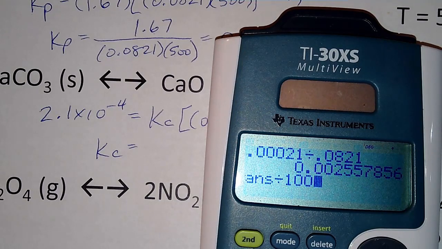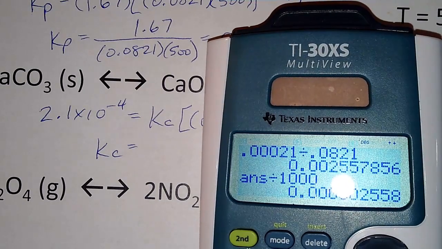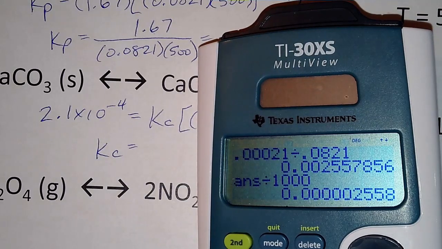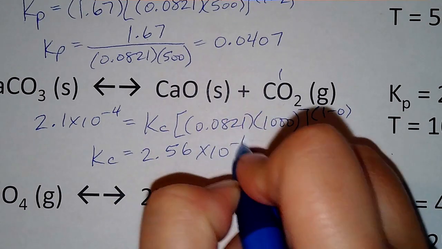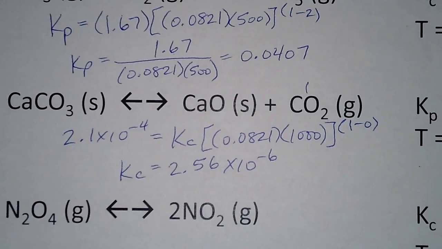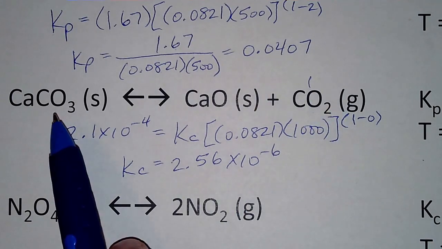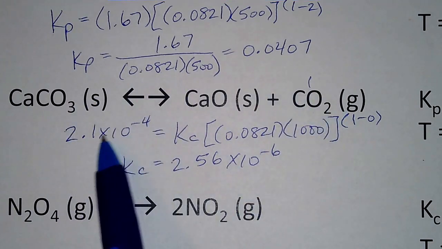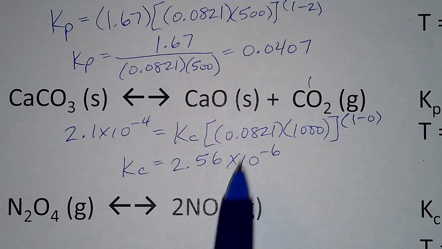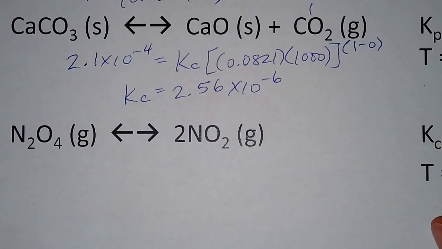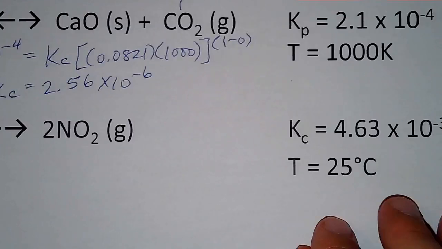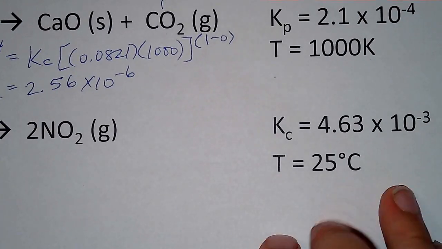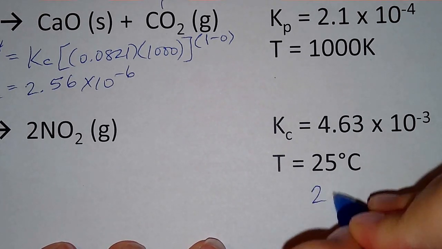So we get 2.56 times 10 to the minus 6. In this case, since we're producing gas molecules when we didn't have any before, our Kp is a larger value compared to our Kc. And then the last one. We're given Kc and a temperature. Remember, it has to be Kelvin, so we want to convert that first. We can't use Celsius.